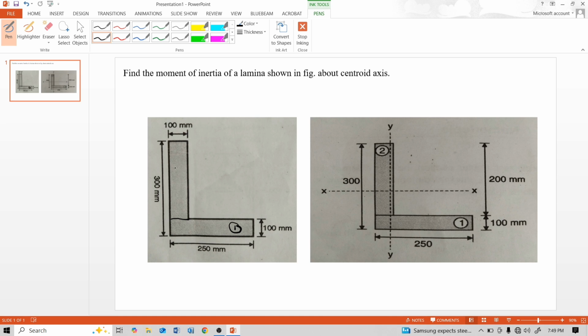Now this top rectangular part, the vertical rectangular part, consider it as 2, width 100 mm and depth 300 mm. Sorry, depth 200 mm, 300 minus this 100, 200 mm. That means this distance is 200 mm. See here, 200 mm, 100 mm.